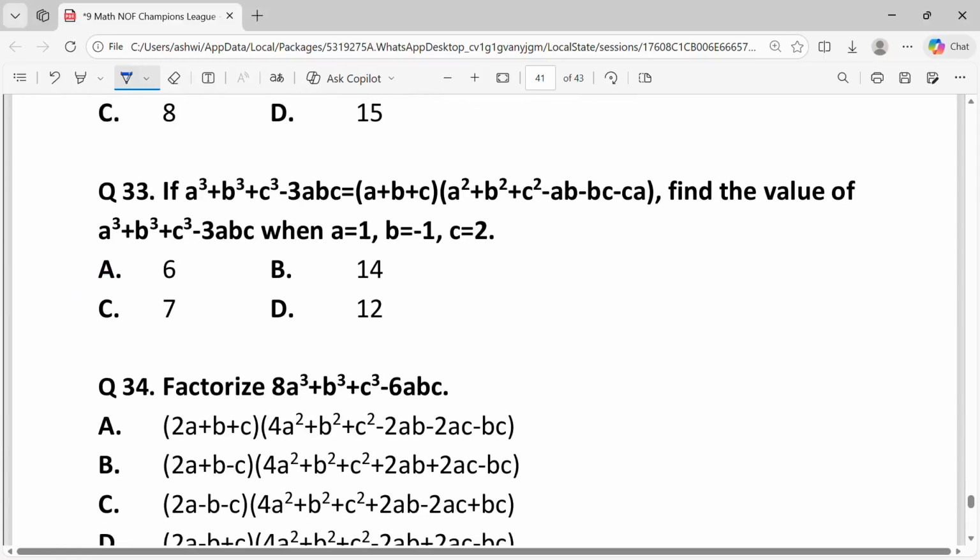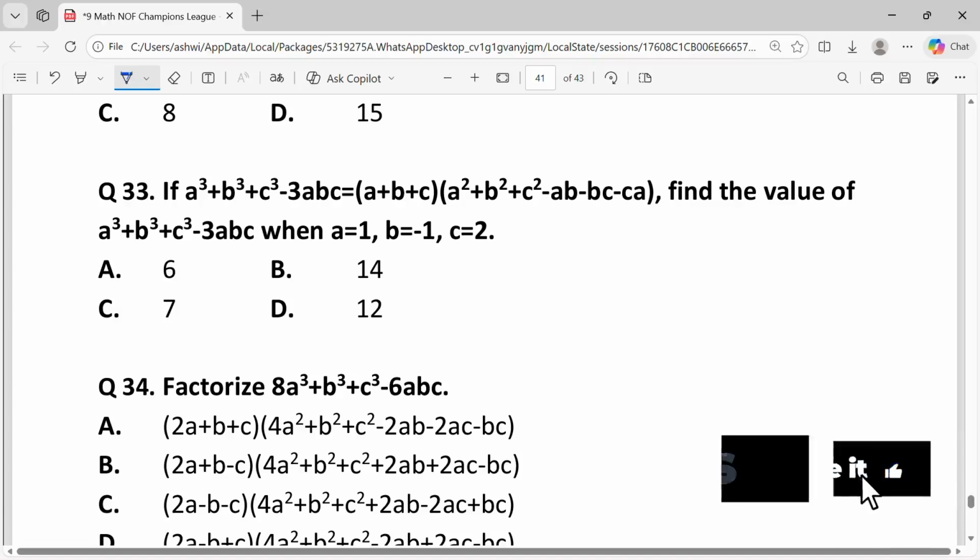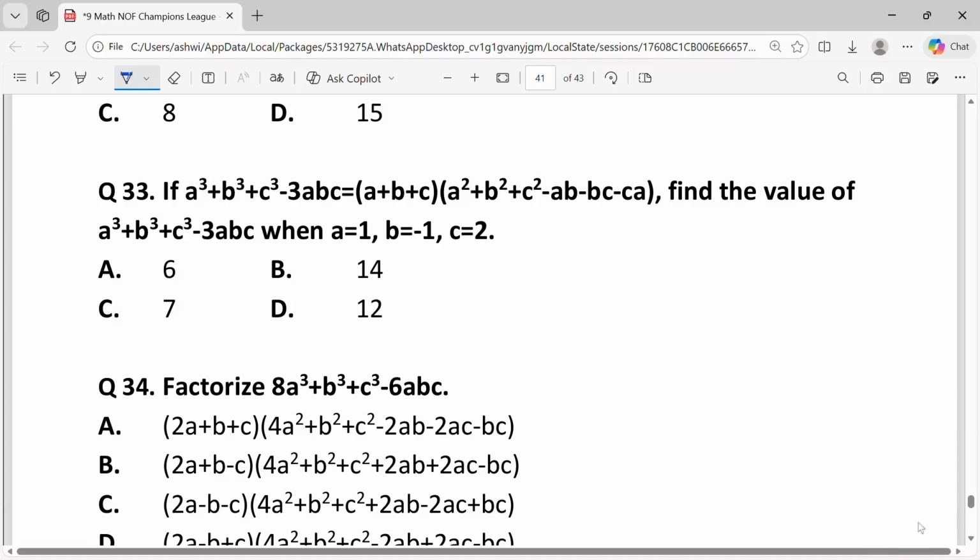Question 33. If a cube plus b cube plus c cube minus 3abc is equal to (a plus b plus c)(a square plus b square plus c square minus ab minus bc minus ca), find the value of a cube plus b cube plus c cube minus 3abc when a is equal to 1, b is equal to 1 and c is equal to 2.